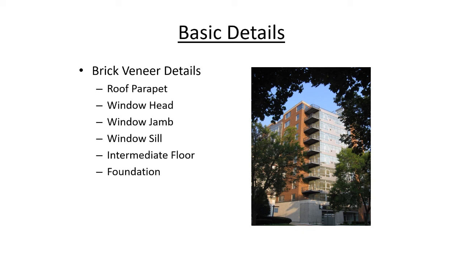The next series of slides will cover some standard details, in this case using brick veneer, taking us from the roof parapet down through the foundation. We'll look specifically at those details that utilize cold-formed steel framing and are compliant with the latest energy codes. We'll look specifically at the roof parapet, window head, window jamb, window sill, intermediate floor, and then the foundation.